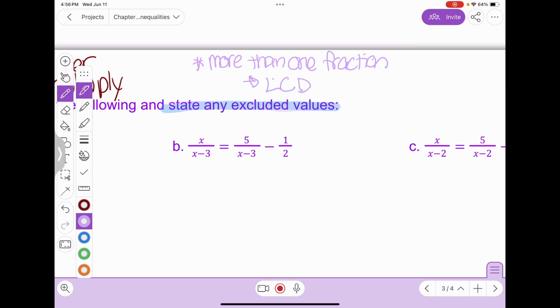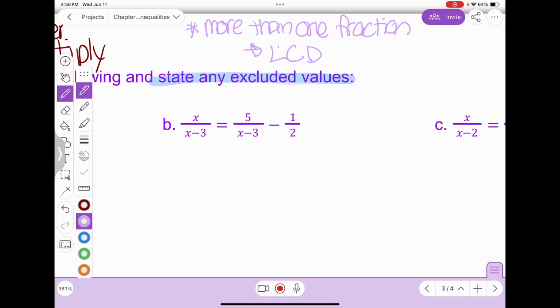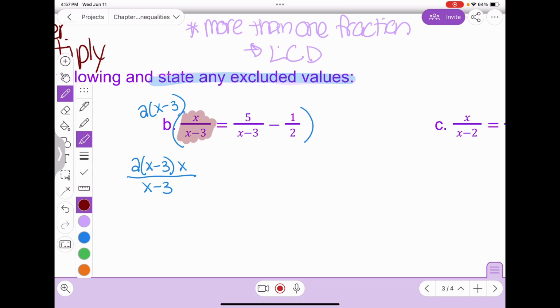Least common denominator. So really what we're doing is we're going to say, hey, we have a 2 and we have an x minus 3. So we're going to multiply by 2 times x minus 3. So for the first fraction, we're going to list those out. We're going to list the 2. We're going to list the x minus 3. And then we're going to list the x that's already there. And then on the bottom, we're going to put the denominator that's already there. So that's this first fraction.